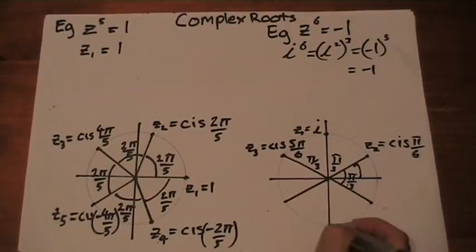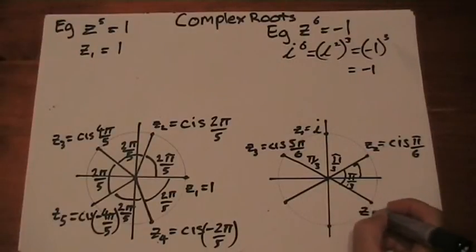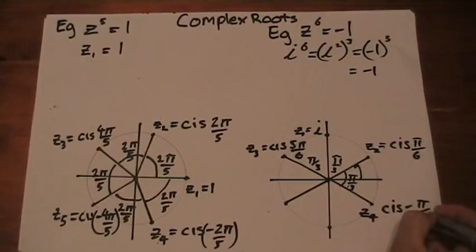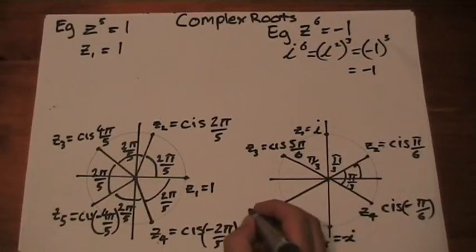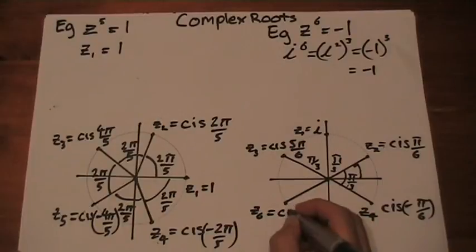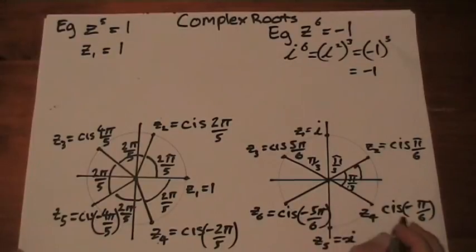I now have 3 roots down here. Again, I need negative arguments, so this will be cos plus i sine of negative pi on 6. This one will be negative i, and the final one over here will be negative pi on 2 minus pi on 3, cos plus i sine of negative 5 pi on 6. A quick and easy way to find the complex roots of unity, or complex roots of 1.